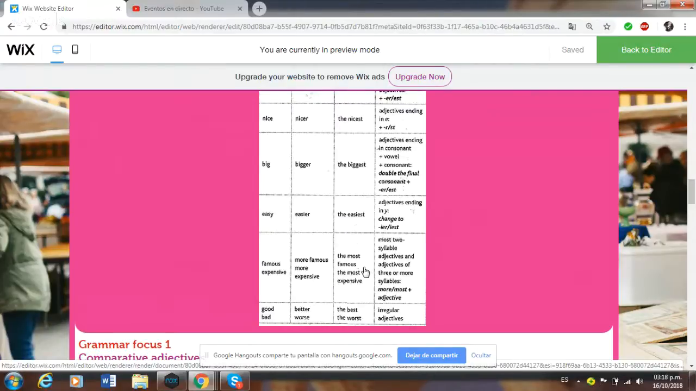And here, in the superlative form, we add the most, yes, the most. Remember the article, more, most, okay? To create a superlative form. And then, for example, the most famous and the most expensive, okay? And here, remember, adjectives of two syllables, adjectives of three or more syllables.